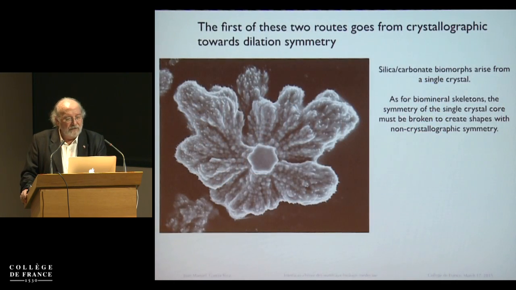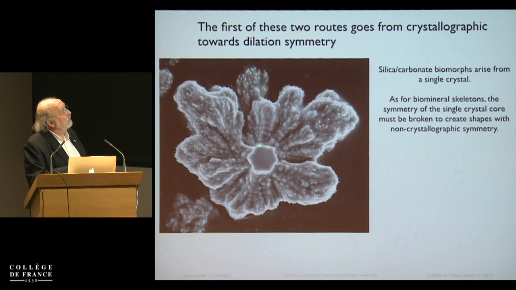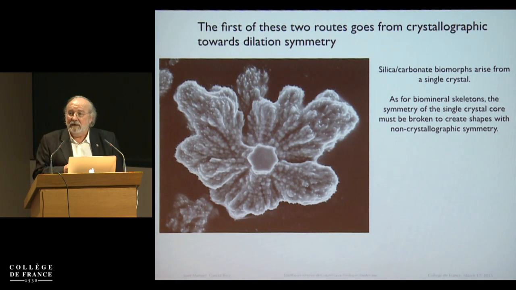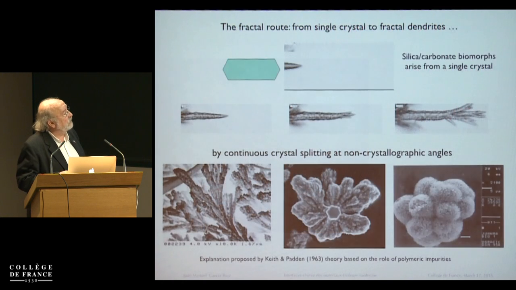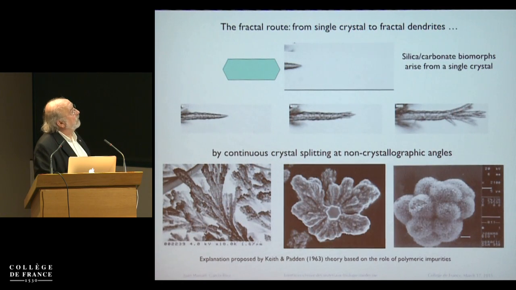But because of the existence of the polymeric phase of silica, the crystal starts to split, okay? And then by continuous splitting with non-crystallographic branching, it forms the fractal structure, coliform type fractal structure. This is a mechanism from many years ago, by Kate Padding.